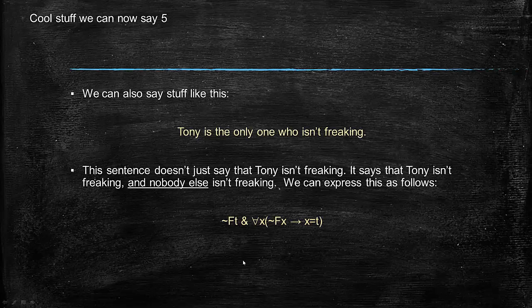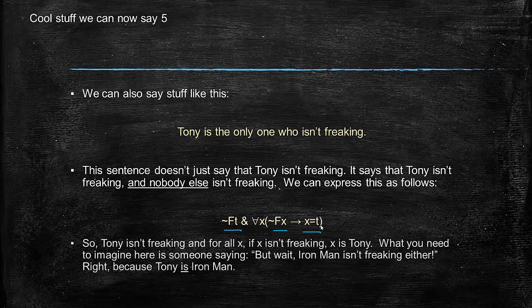So this sentence doesn't just say that Tony isn't freaking. It says that Tony isn't freaking and nobody else isn't freaking. So we can say it's not the case that Tony is freaking, and for all x, if it's not the case that x is freaking, then x is identical to Tony, right? So Tony isn't freaking, and for all x, if x isn't freaking, x is Tony. So imagine somebody saying, but wait, Iron Man isn't freaking either. Well, that's right, because Tony is identical to Iron Man.